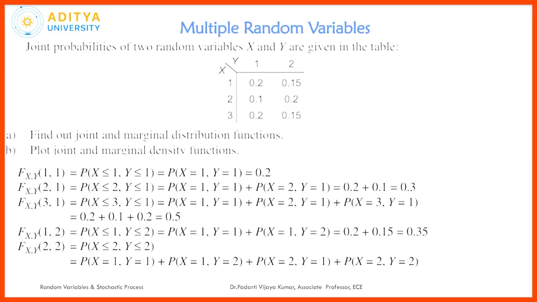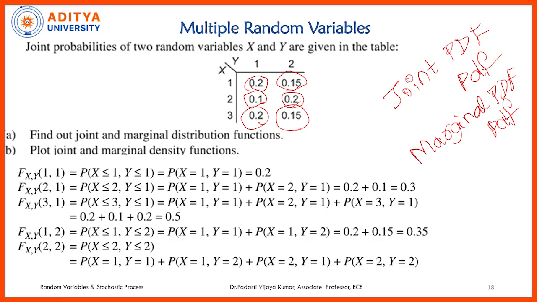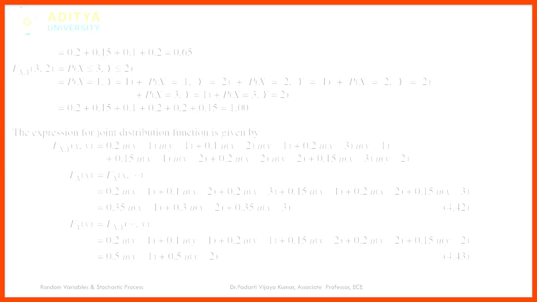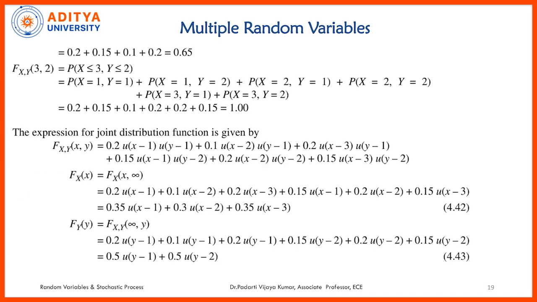Now it is expressed as 0.2 into u of x minus 1 u of y minus 1, plus 0.15 into u of x minus 1 u of y minus 2, 0.1 into u of x minus 2 into u of y minus 1, 0.2 into u of x minus 2 u of y minus 2, 0.2 into u of x minus 3 u of y minus 1, 0.5 into u of x minus 3 u of y minus 2. Like this we can express it.